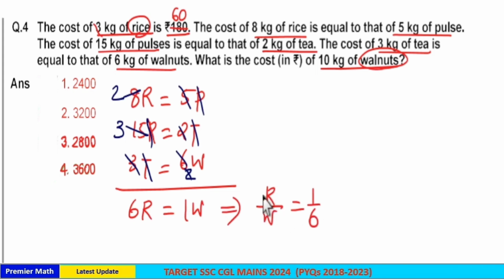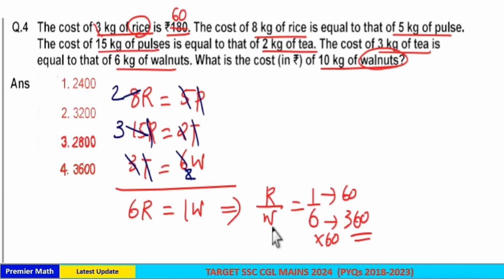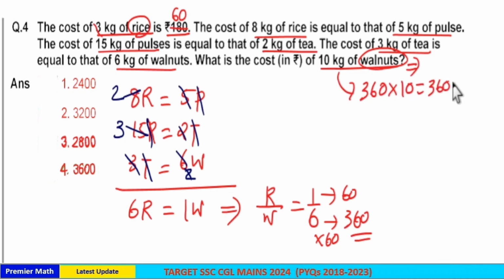And here this is 1 kg rice and 1 kg walnut ratio. So 1 kg rice costs 60 rupees. We already know it. Then 1 kg walnut cost is equal to 6 parts. 1 part is 60 means 6 parts is 6 into 60, 360 rupees. So 1 kg walnut cost is 360 means 10 kg walnut cost is equal to 360 into 10, 3600. So option 4 is your answer.